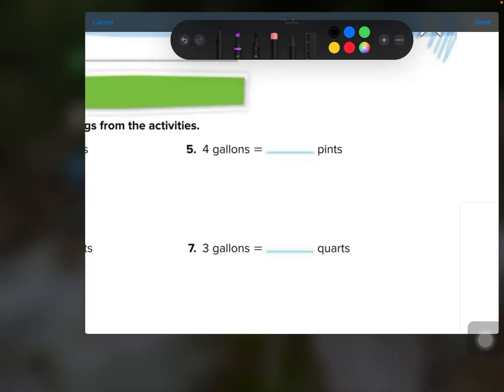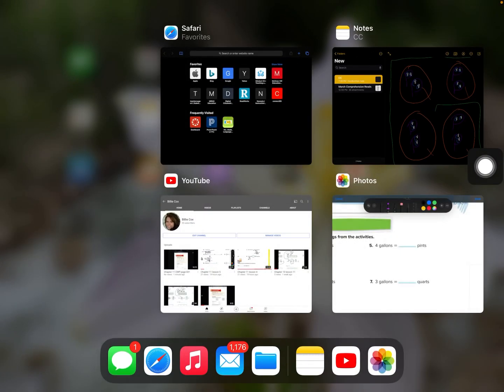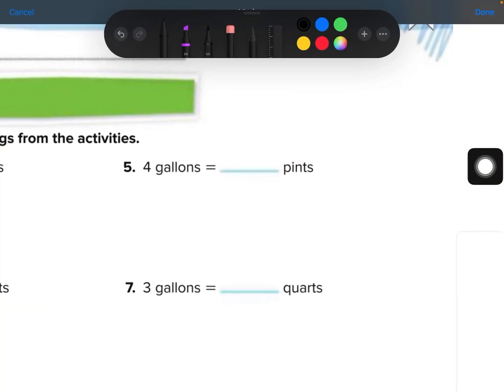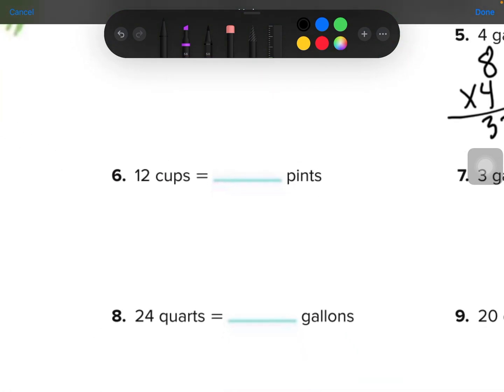Now we have 4 gallons. Okay, look at this. We want to see how many pints are in 1 gallon. Well, in this gallon poster, we have 1, 2, 3, 4, 5, 6, 7, 8. There are 8 pints in 1 gallon. So we have 4 gallons now. So we're going to do 8 pints in 1 gallon times the 4 gallons. 8 times 4 is 32. So we have 32 pints.